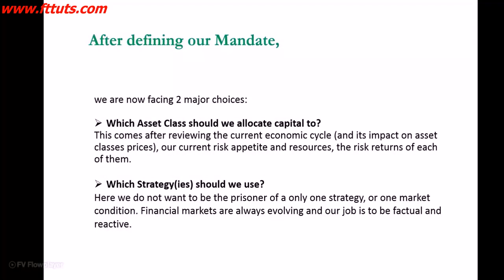So after defining a mandate, we are now facing two major choices. Which asset class should we allocate capital to, and which strategies should we use? For the allocation, this comes after reviewing the current economic cycle and its impact on asset class prices, our current risk appetite and resources, and the risk-return of each of them. For the strategies, here we do not want to be prisoners of only one strategy or one market condition. Financial markets, as we will see later, are always evolving, and our job is to be factual and reactive.